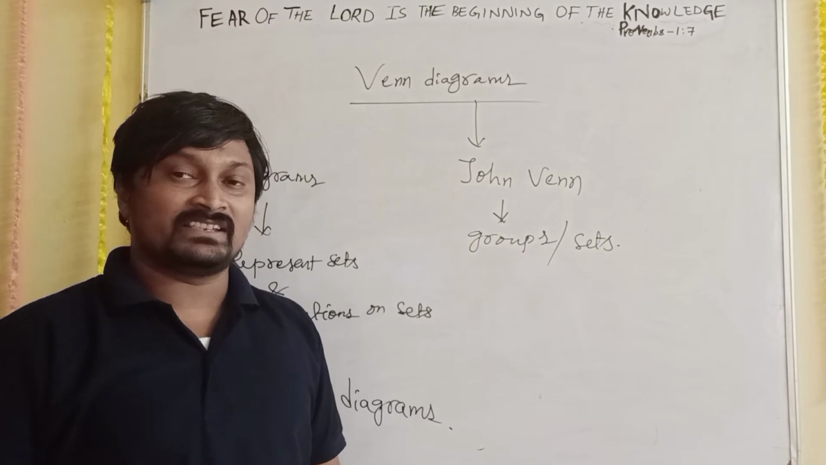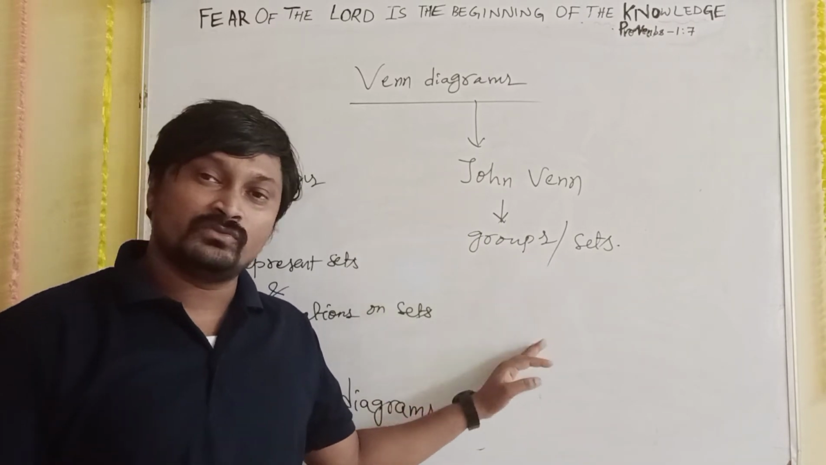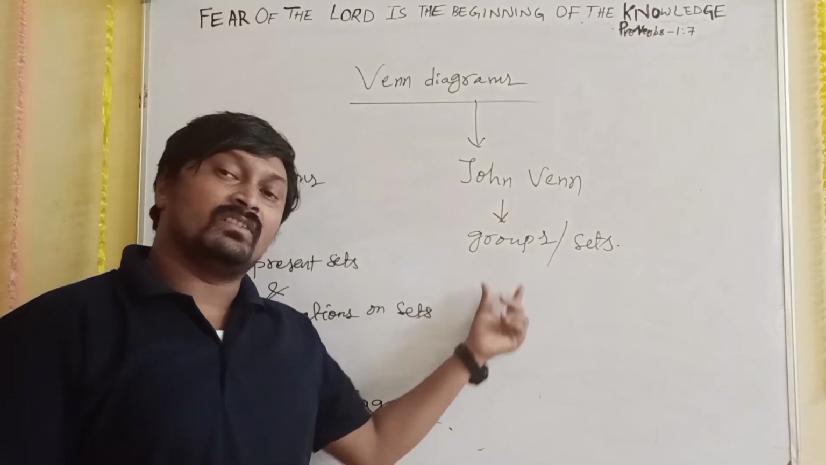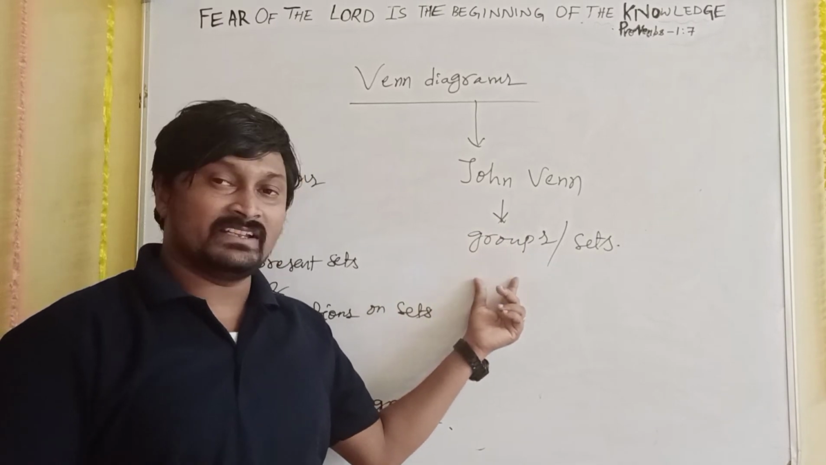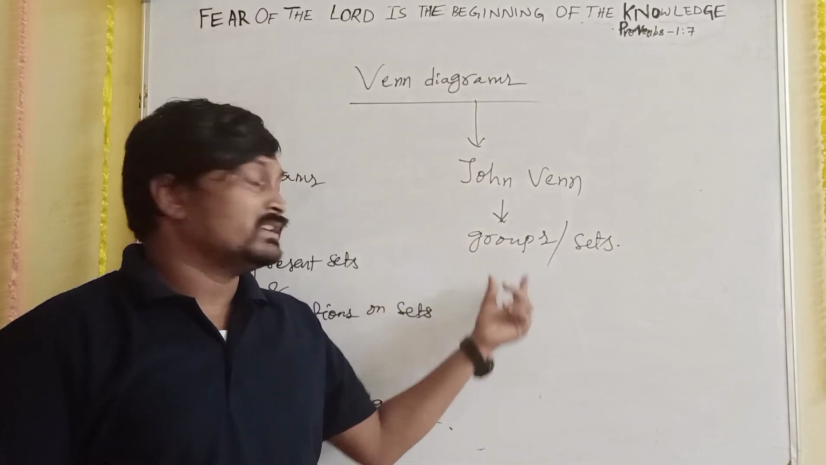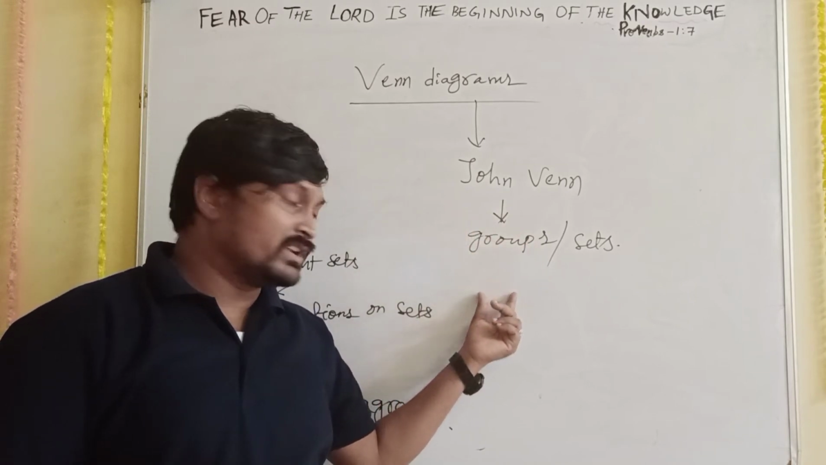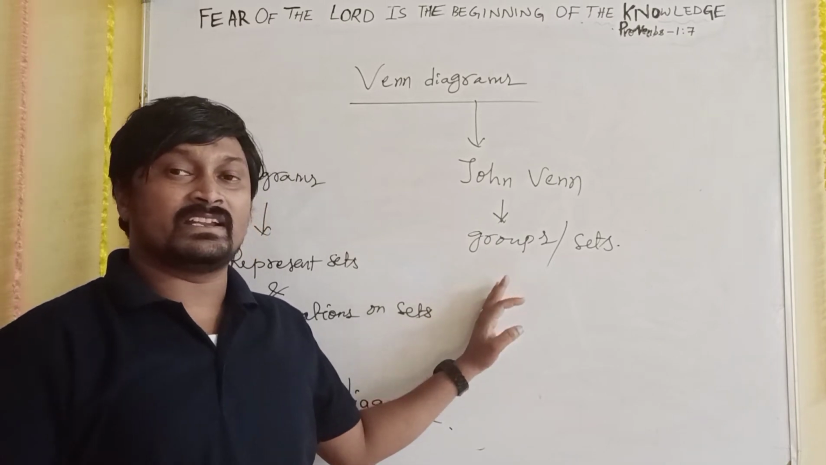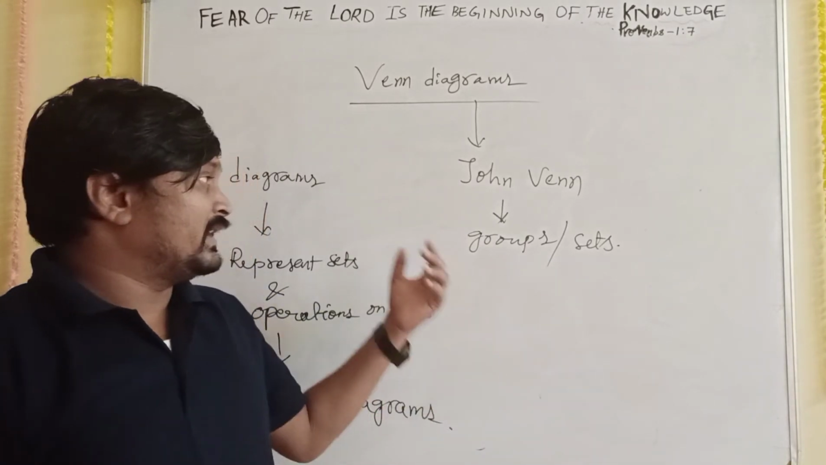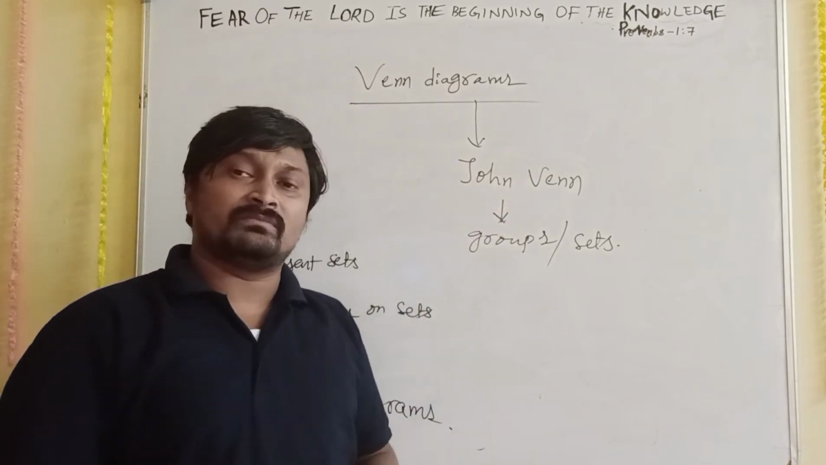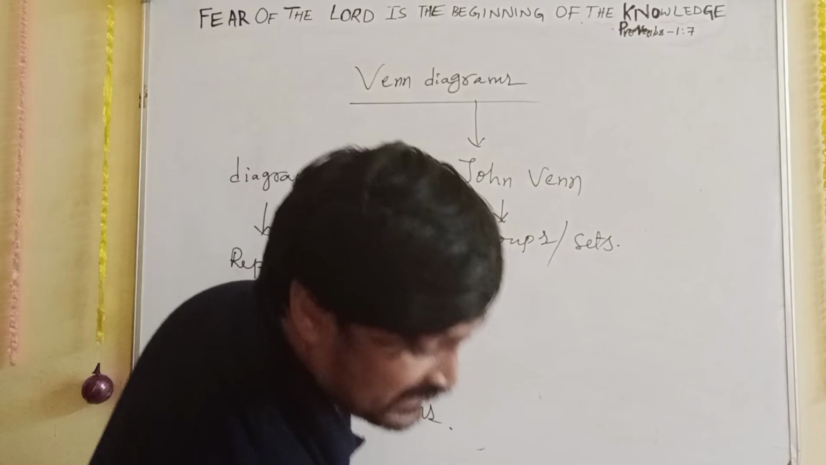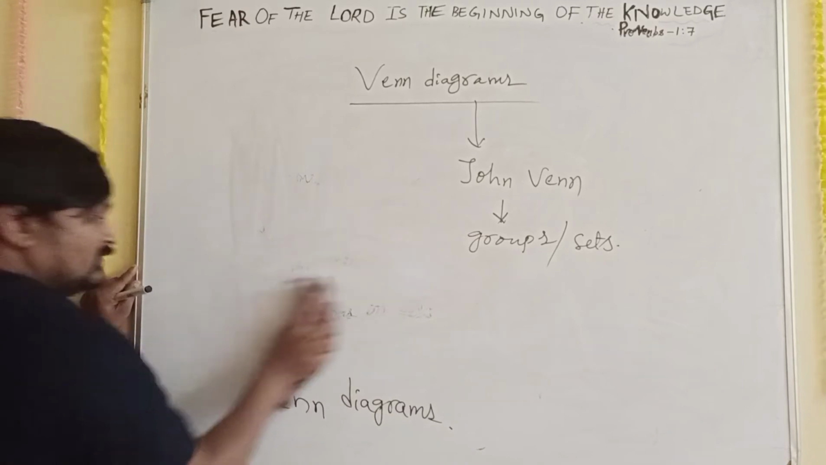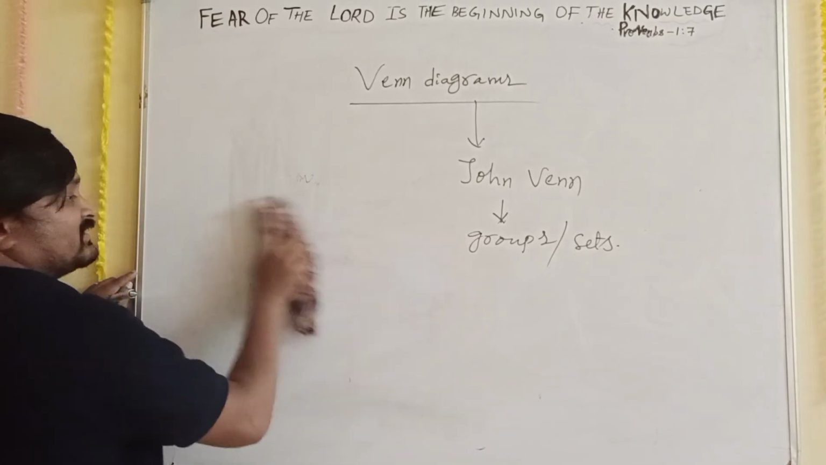Once again, listen carefully: the diagrams which are used to represent sets are called Venn diagrams. The reason is that John Venn, an English mathematician, first used them, and because of that we call these diagrams Venn diagrams. Now we understand what a Venn diagram is. Everyone observe carefully on the board so that you all understand clearly.